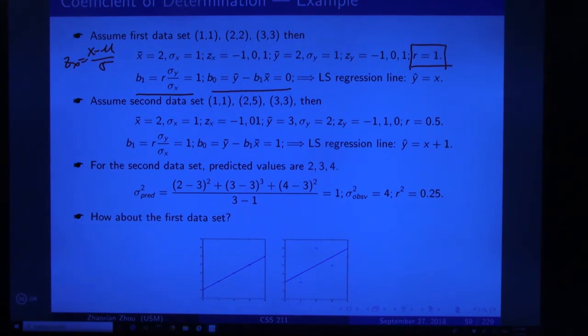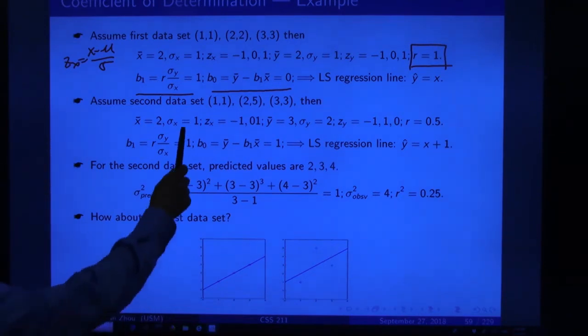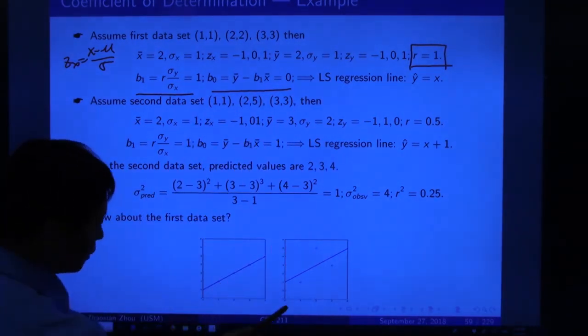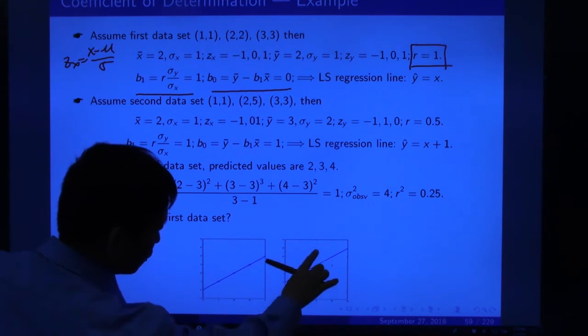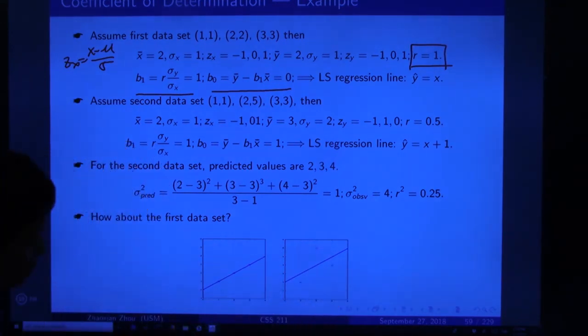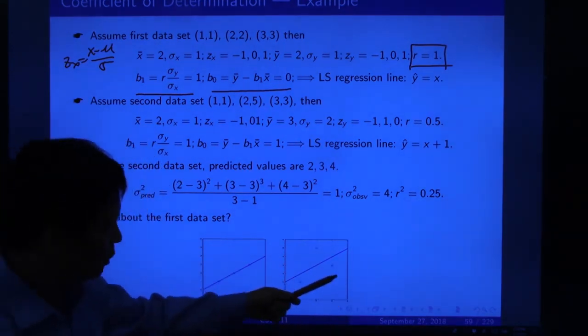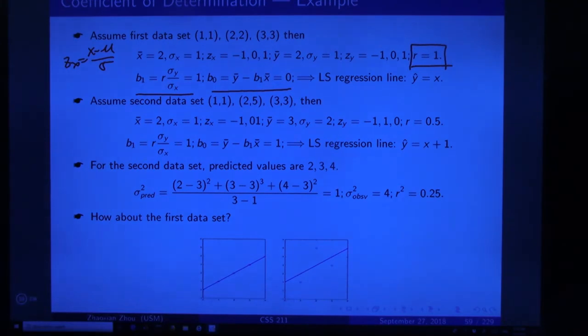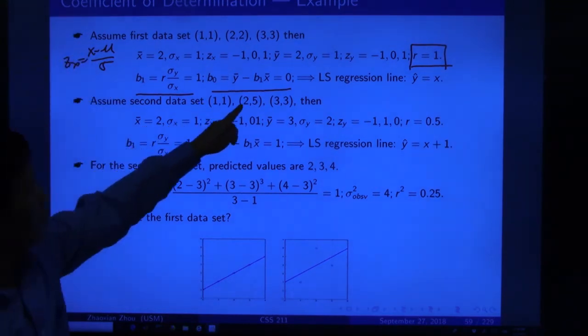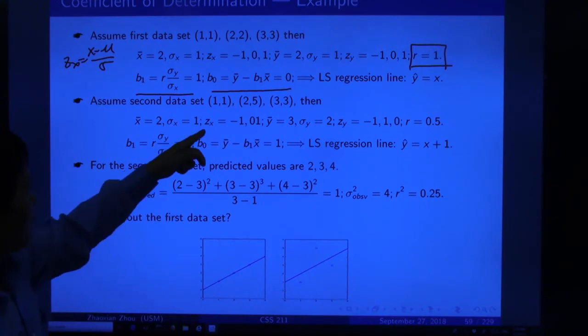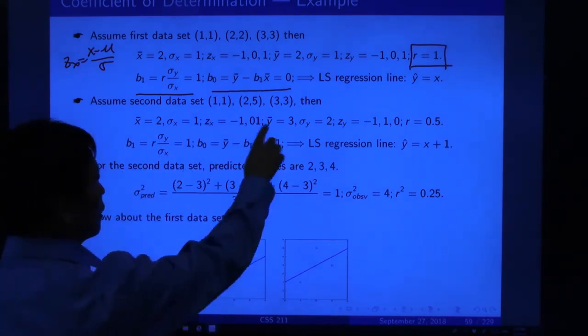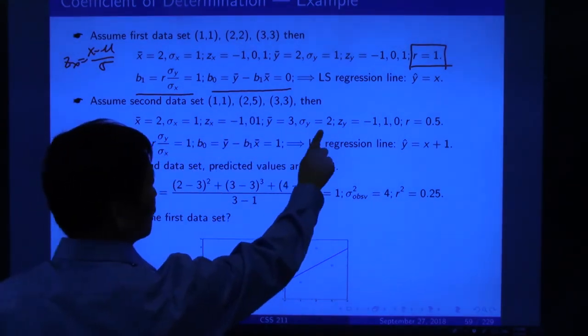Now we are given the second data set: (1, 1), (2, 5), (3, 3). So (1, 1) is here, (2, 5) is here, (3, 3) is here. Looks like these three points are not on a straight line. We need to use a regression line. So again, we follow the same steps. X bar equals 2, from 1, 2, 3, and sigma x. Y bar equals 3, from 1, 5, 3.